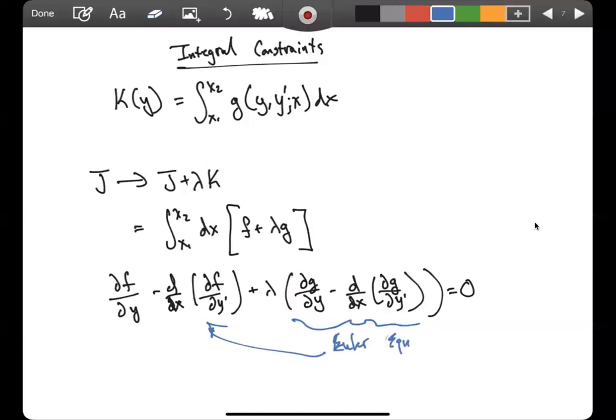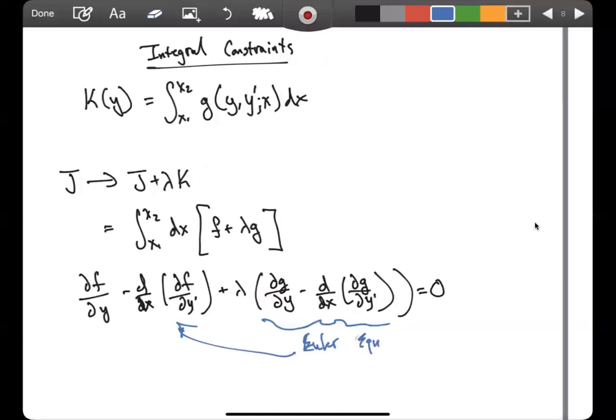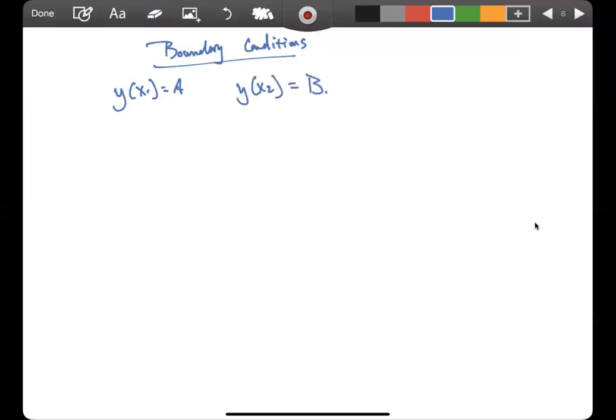Pardon me. So this typically is going to satisfy some sort of boundary conditions. On top of this, we'll have some sort of boundary conditions, meaning our function has to satisfy some particular constants at the boundary. For example, y of x1 has to equal some constant a, and y at a second boundary x2 has to equal some other constant b.